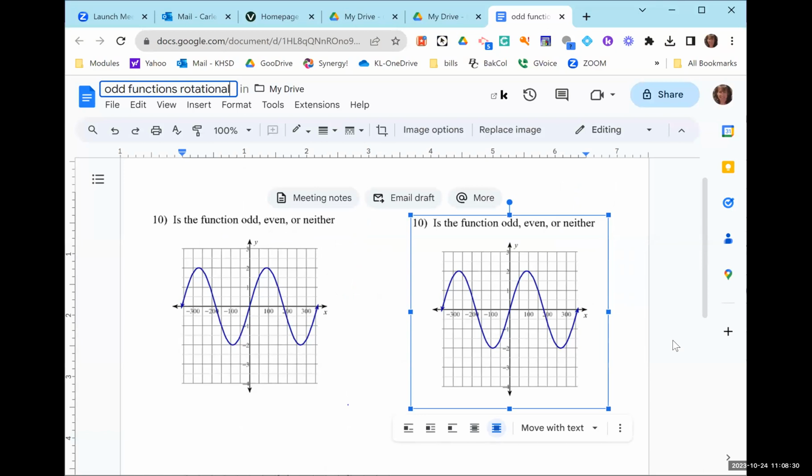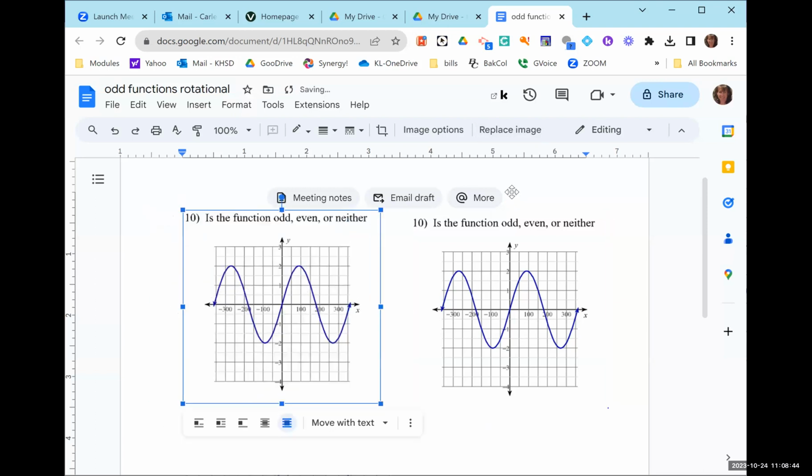Okay, is everyone looking at number 10? Rotational symmetry. If it's odd, that means, and I can't write on this. Yes, I can. Because I am so high tech. If I can rotate it 180 degrees, then it is odd.